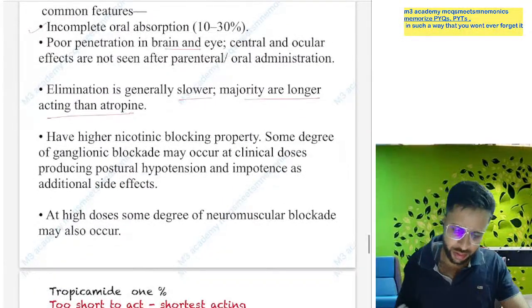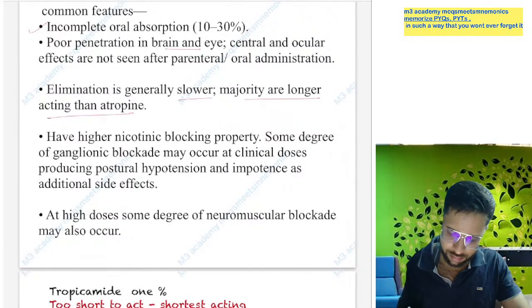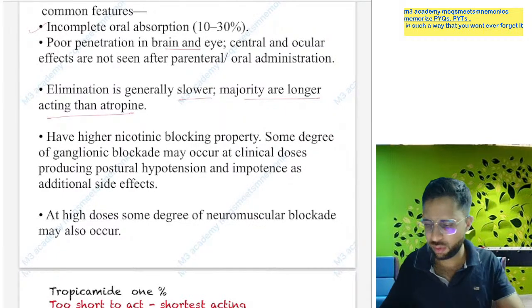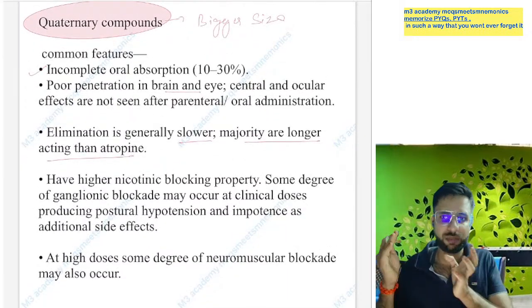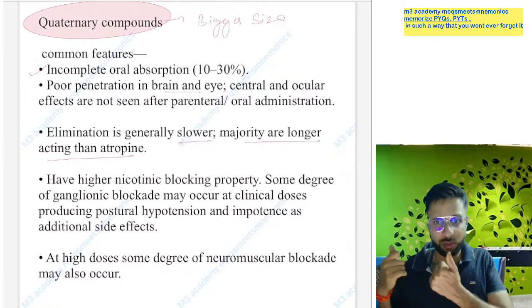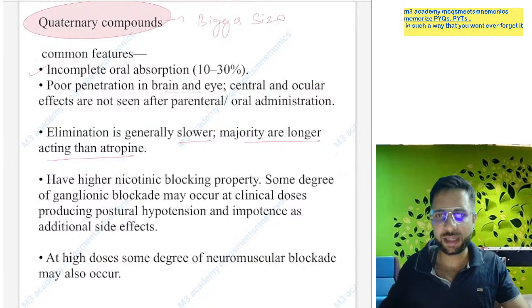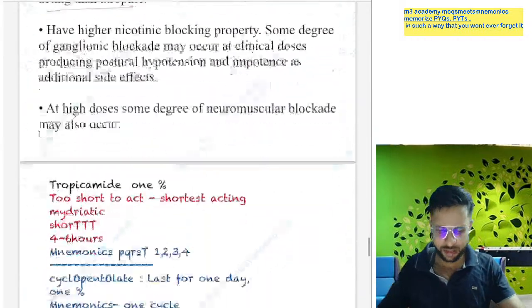Now, they have a higher nicotinic blocking property and also at high doses some degree of neuromuscular blocking property. So just remember quaternary means a bigger compound, so it has poor penetration, so it stays longer, so it has a longer duration of action. थोड़े लंबे टाइम तक रहते हैं तो लंबे टाइम तक काम करते हैं, यही चीज है.